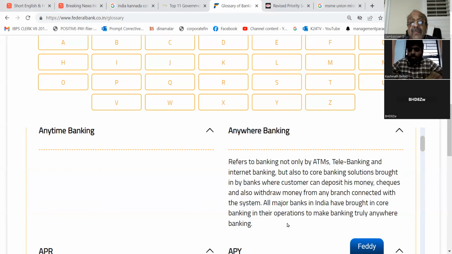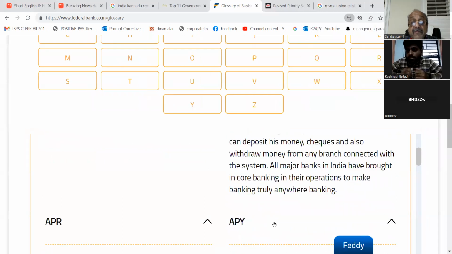Anywhere banking refers to banking not only by ATMs, tele banking, and internet banking, but also to core banking solutions brought in by banks where a customer can deposit his money, checks, and also withdraw money from any branch connected with the system. All major banks in India have brought in core banking in their operations to make banking truly anywhere banking. Good.